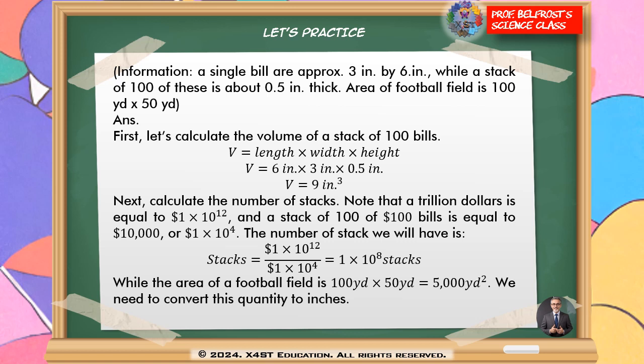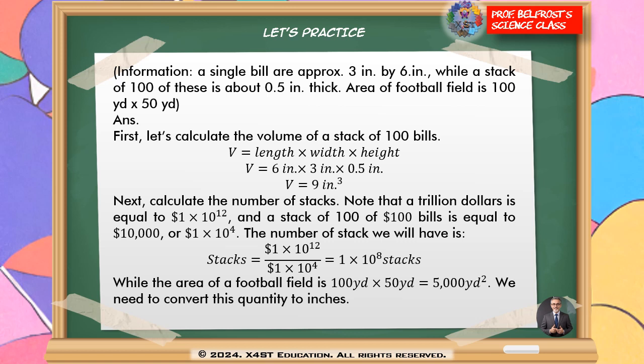Next, calculate the number of stacks. Know that $1 trillion equals 1 times 10 to the 12 dollars. I know that maybe in the British system this is not called a trillion, right? And a stack of 100 $100 bills is equal to $10,000, or 1 times 10 to the 4 dollars. So the number of stacks we will have is 1 times 10 to the 8 stacks.